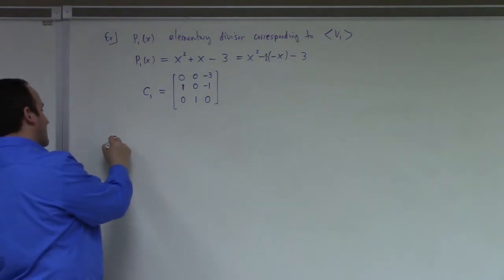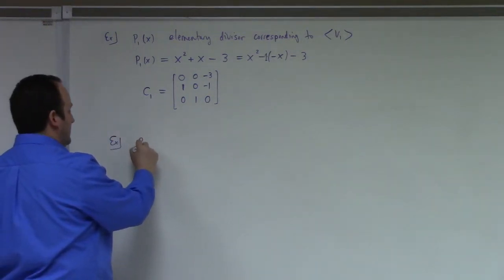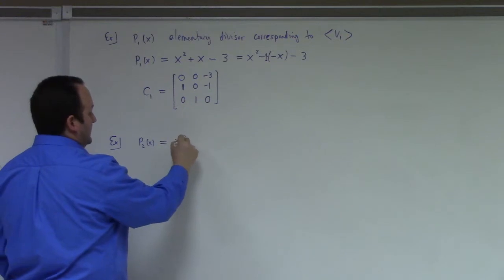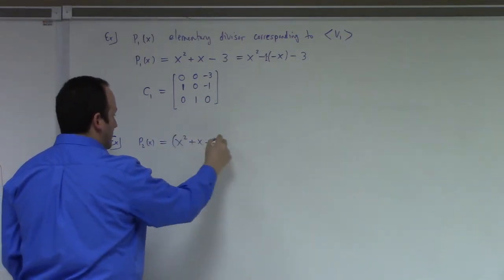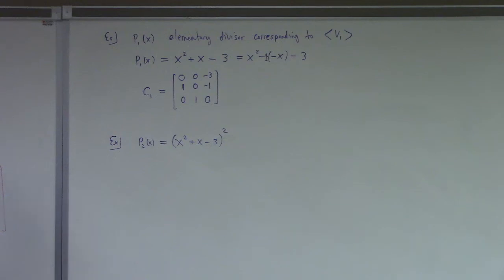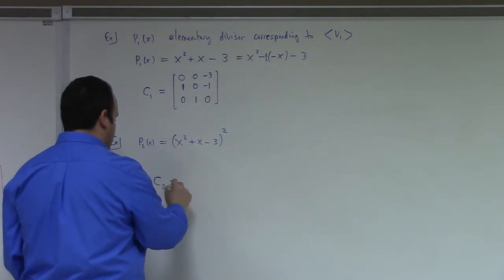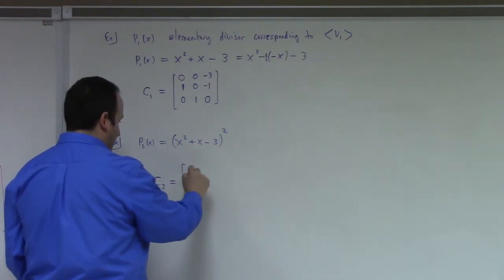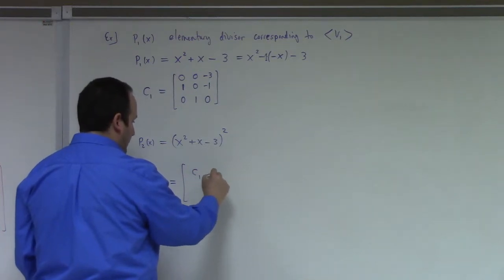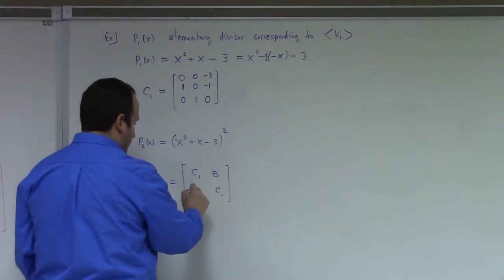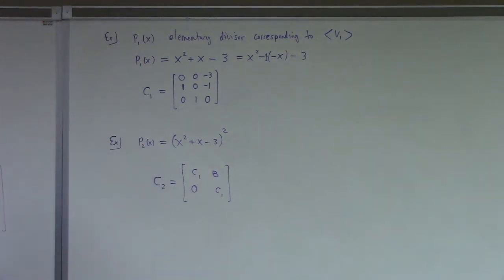Another example, if I had P2 of x, which could be, say, x squared plus x minus 3 quantity squared, well, that's going to give me a companion matrix C2, which looks like the following. It's going to look like, in his language, C1, C1, he calls this thing B1, 0, where C1 is the one I have right above. So if you have a repeated, a squared one, it looks like this.